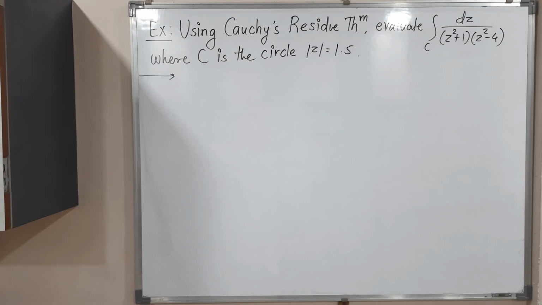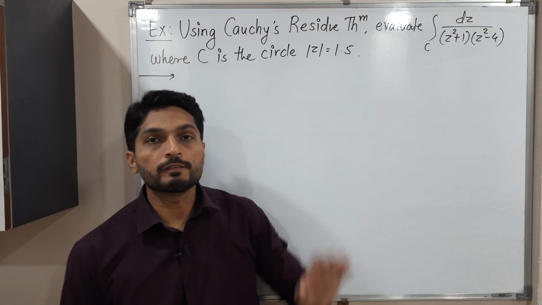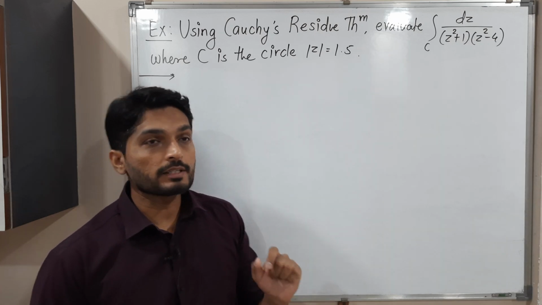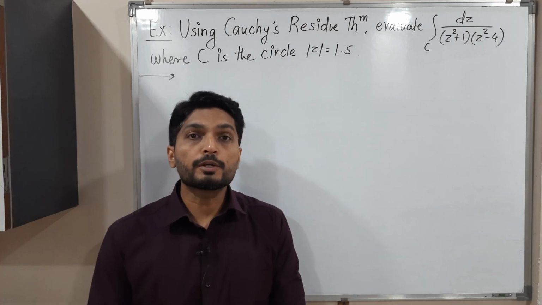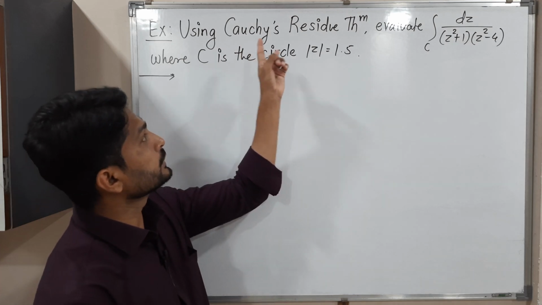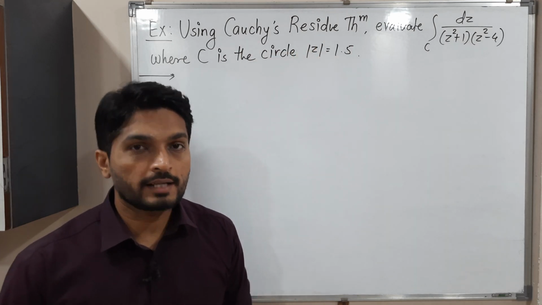Hi everyone, in this video we are going to discuss this example. We have to find the value of this complex integral, where C is the circle mod Z equal to 1.5. The most important thing is that we have to find the value of the integral with the help of Cauchy's residue theorem. Let us call the given integral as I.